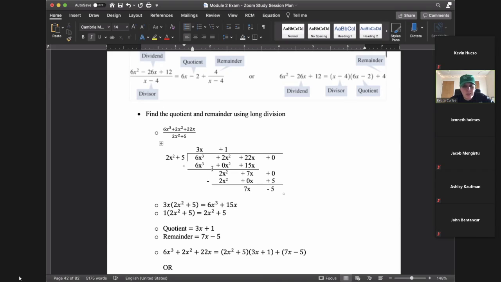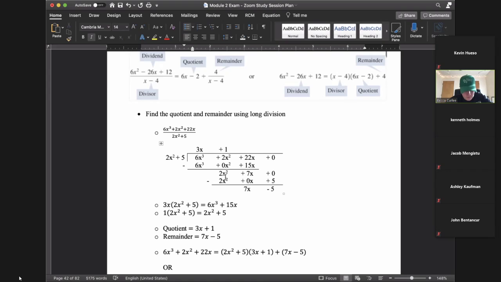So just to keep everything in order, since I don't have an x squared term here, I just wrote a 0x squared here. So we've got 6x to the third plus 0x squared plus 15x. So it's just going to be 6x to the third minus 6x to the third, and it's going to be 22x minus 15x. And then you remember that you've got this 2x squared left over right here. So you've got 2x squared plus 7x, and then you can bring down the 0 or add a 0. I just do that because it's kind of helpful sometimes just to keep everything in order.